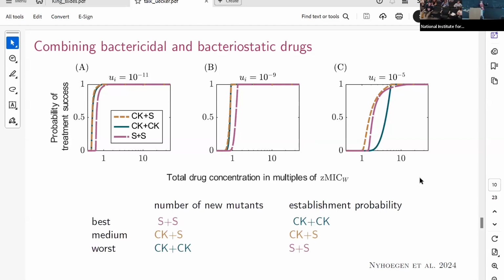And I put it here in a table, otherwise it's a lot of lines. If you look at the number of new mutants, actually the best strategy would be to use 2 bacteriostatic drugs, then we would have the lowest number of mutants appearing. However, that's the worst for the establishment probability. Now, if resistance appears, the resistant bacteria would have the highest establishment probability. Then for the CK plus CK combination, it's opposite. And you can see that the one that's overall the best is actually medium in both of these components, the number of new mutants appearing and the establishment probability.